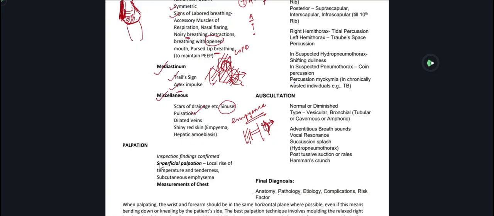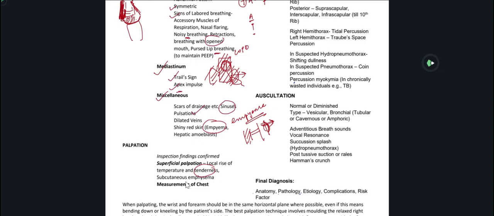So superficial palpation is the first thing where we just use the dorsum of our hands and look for the local rise of temperature. Again, maybe if they're suspecting empyema or just fever, we look for tenderness, we look for subcutaneous emphysema, which might be heard as a crepitus.